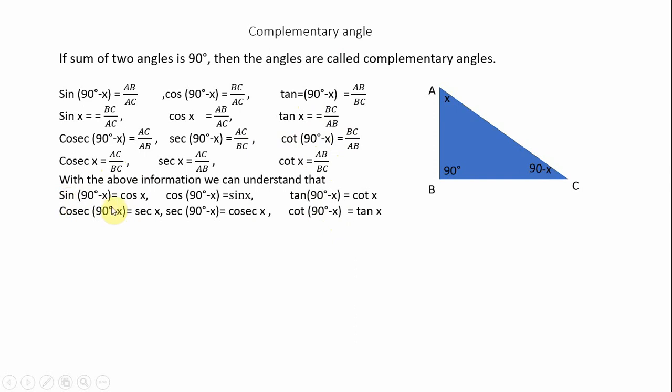So remember, sin 90 minus x is equal to cos x, cos 90 minus x is equal to sin x, tan 90 minus x is equal to cot x, cosecant 90 minus x is equal to secant x, secant 90 minus x is equal to cosecant x, cot 90 minus x is equal to tan x. Remember, sin becomes cos and cos becomes sin. Cosecant becomes secant and secant becomes cosecant. Tan becomes cot and cot becomes tan, right? This is how you have to remember.